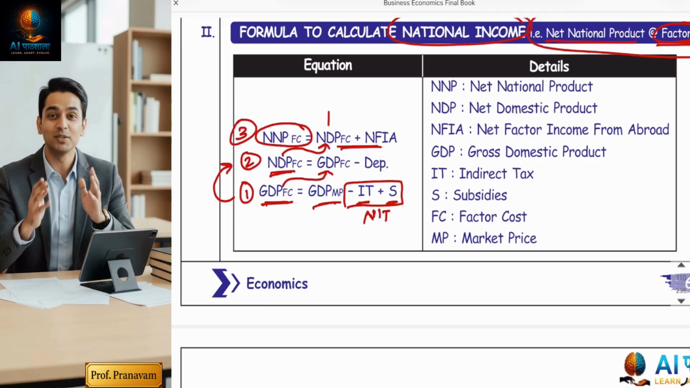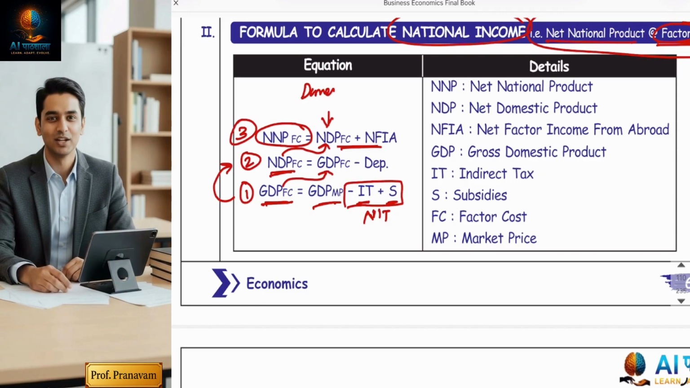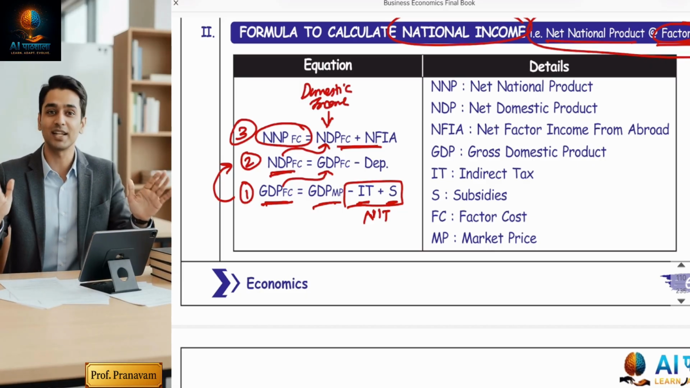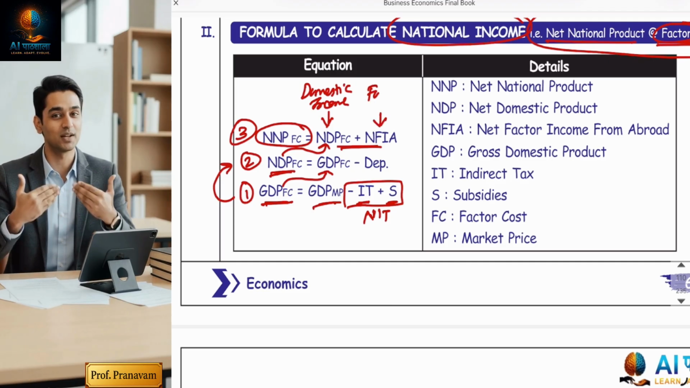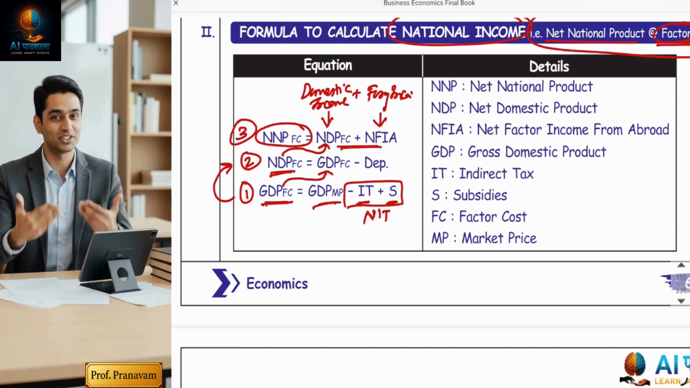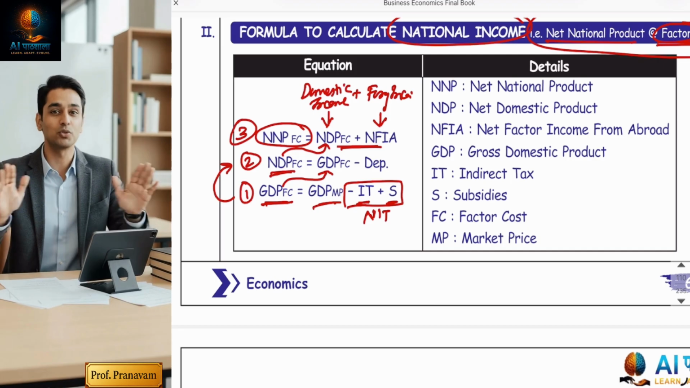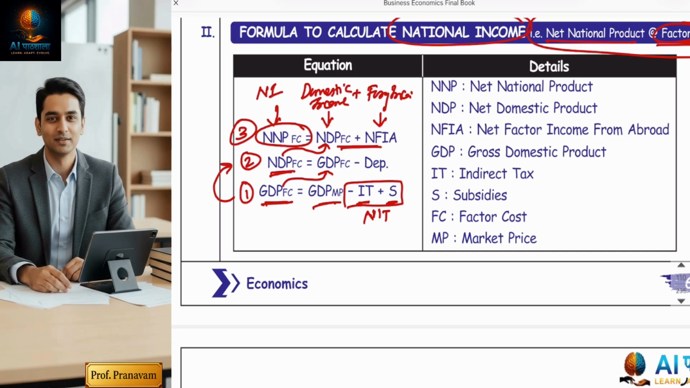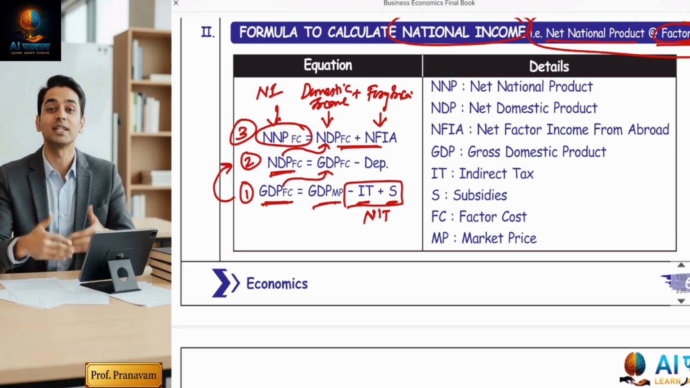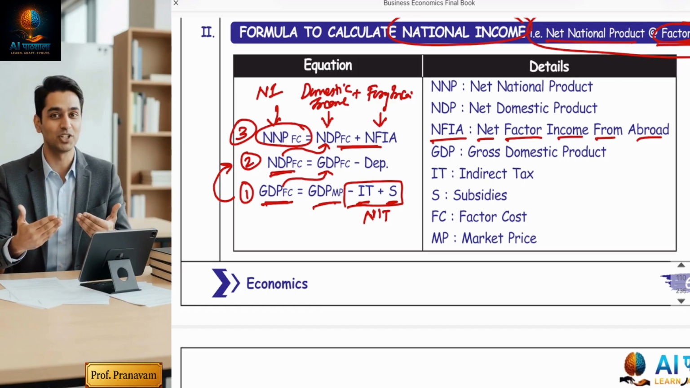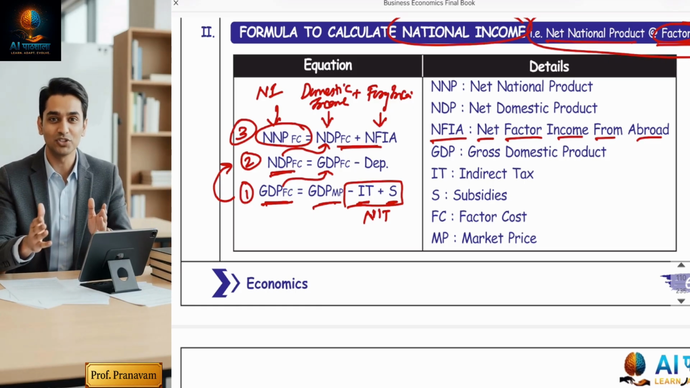So what do you mean by NDP at factor cost? NDP at factor cost means it's a domestic income. That's why it's called domestic product. And NFIA indicates foreign income. So when you add domestic income and foreign income, it's called national income, and the actual name is NNP at factor cost. Now, NFIA full form is net factor income from abroad. So this is the formula to calculate national income.